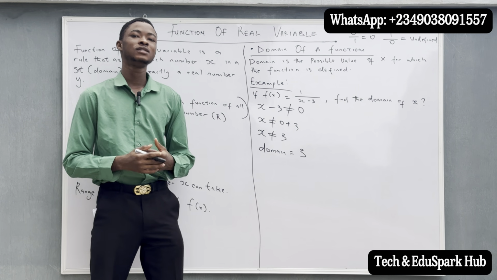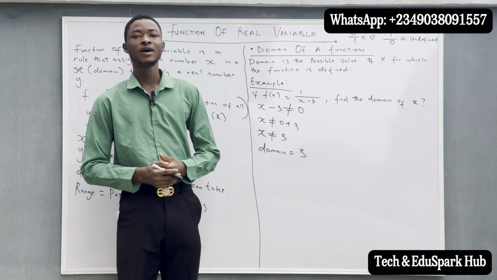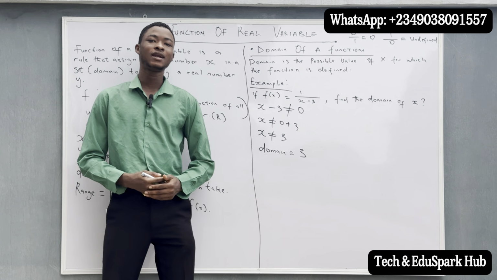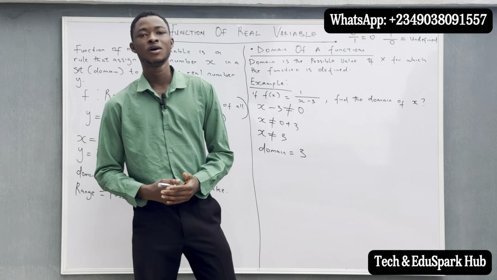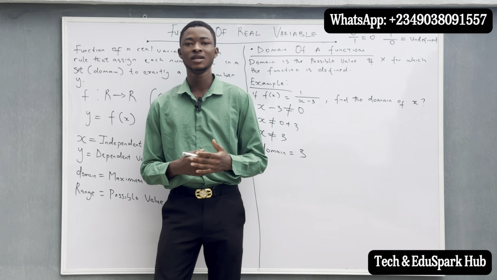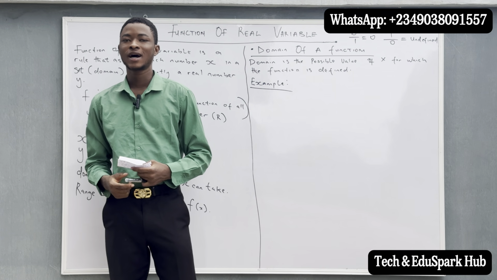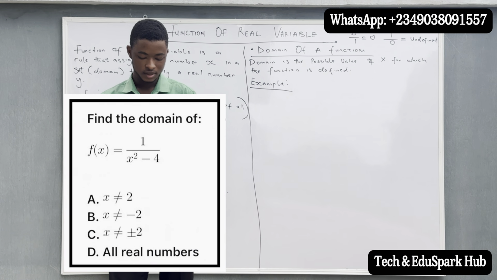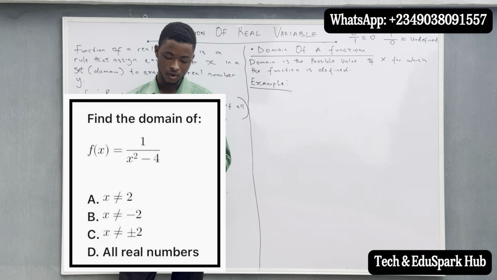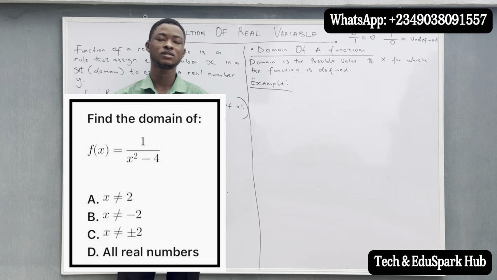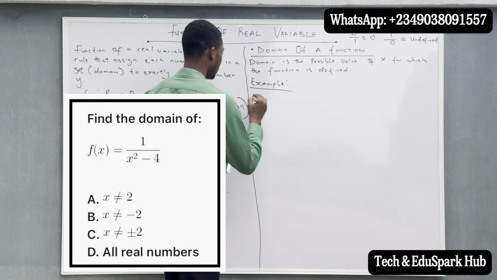So the domain is allowing us not to get what? Undefined as our answer. So the domain of this kind of question is what? Is 3. And that is how to solve questions of this type. So let's look at another example still on the domain of a function. So moving to the second example as displayed on the screen, the question says if f of x is equal to 1 over x squared minus 4, find what? The domain of x. So let me just write that down. So we have f of x.